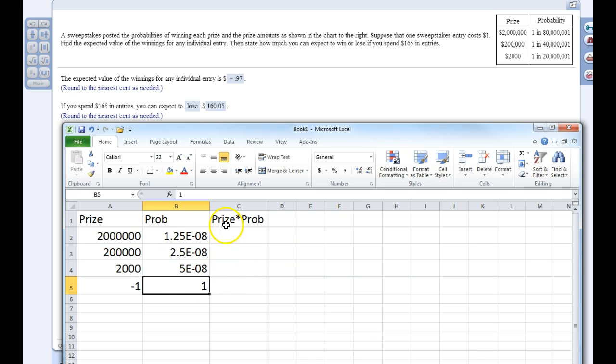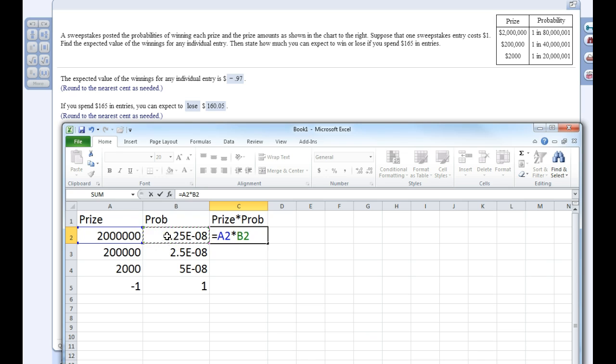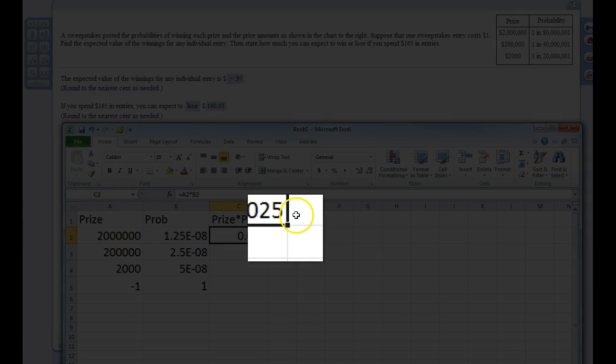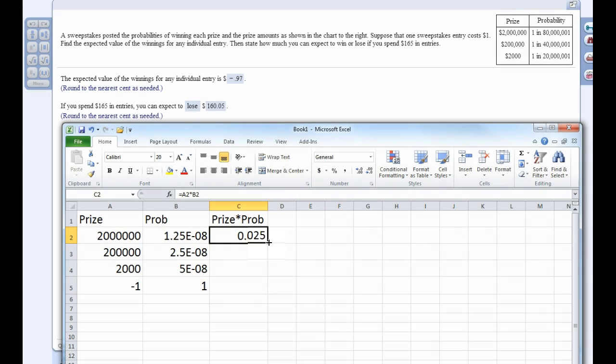But then when you get over here to prize times probability, that's how you get expected value, if you remember. You multiply the values times the probability. So I'm going to type equals this times this. And then I'm going to go over here to that number, which is A2 times B2, and I'm just going to double click that bottom right corner when it changes from a white cursor to a black cursor. And then all those things got multiplied together.